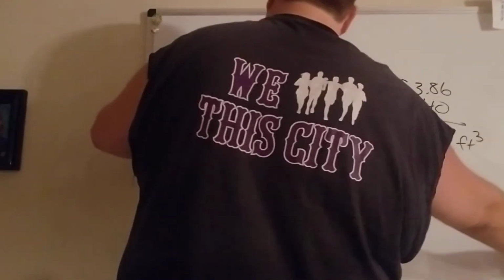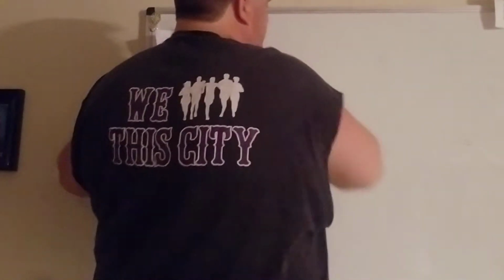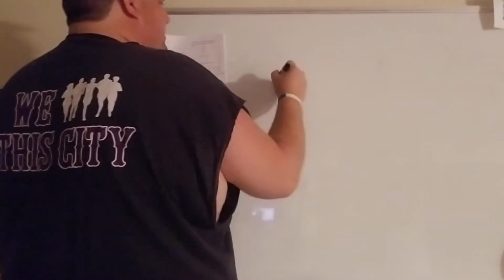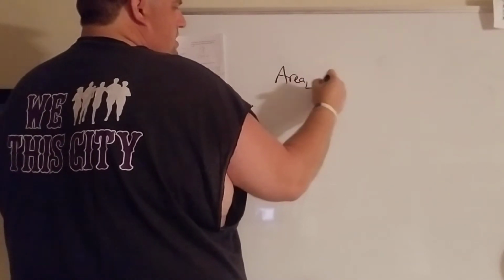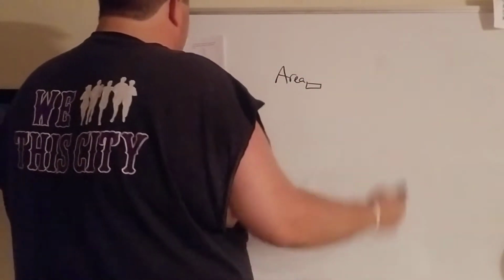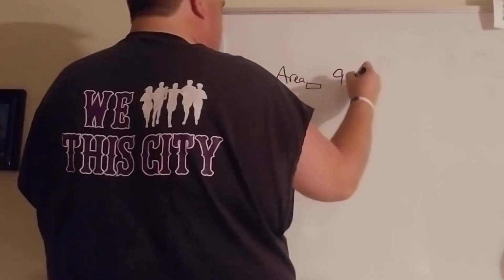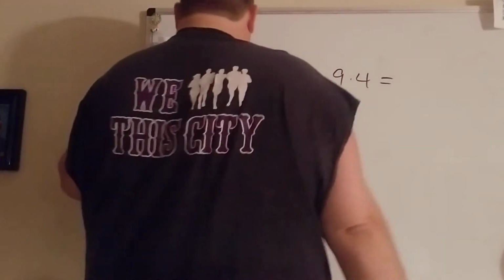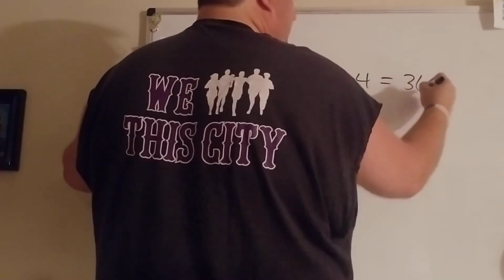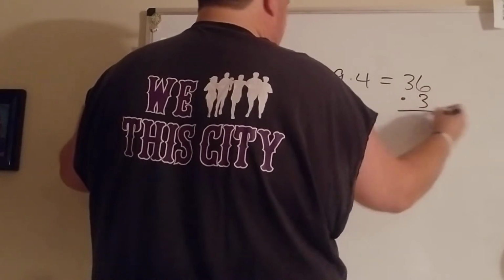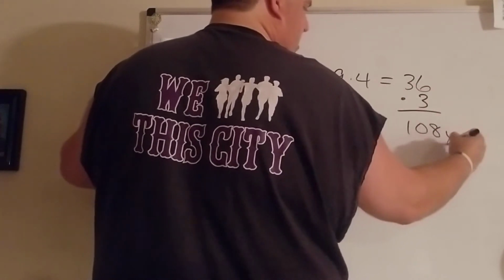Sweet. Number 12, same thing. Rectangular prism. This time my base is a rectangle. So area of the rectangle is going to be length times width. So for me, that's 9 times 4, which is 36. Times that by the height, which is 3, and you get 108 yards cubed.